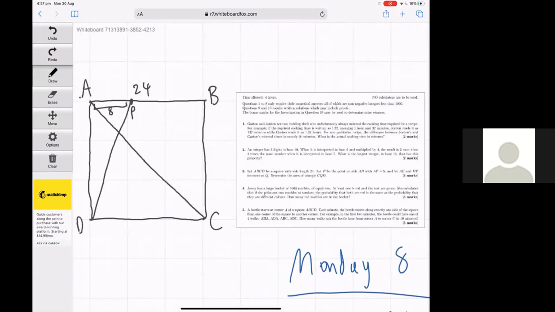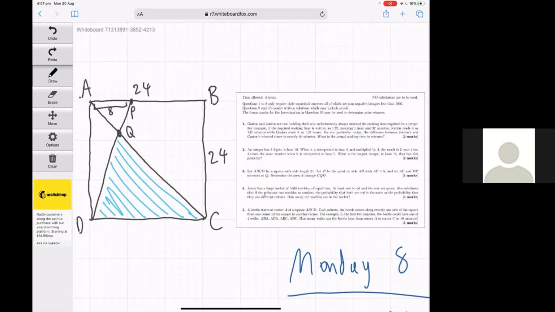AC and DP intersect at Q, and we want to find the area of CQD. So we want to find this region here. Okay, so what's good is we know the area of the square to begin with. That's always a good starting point.